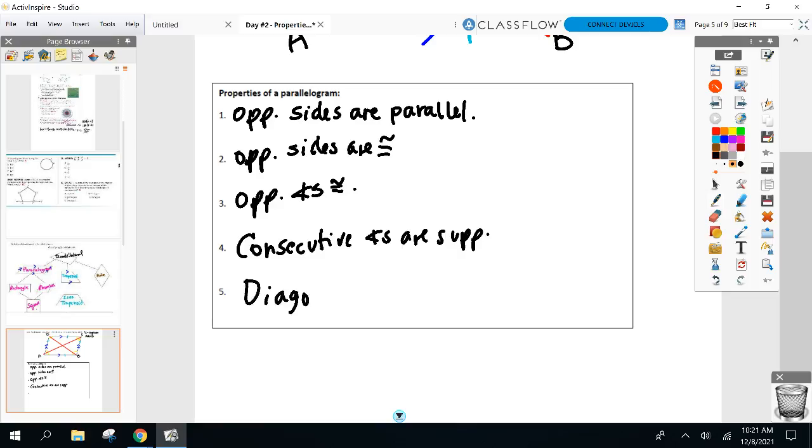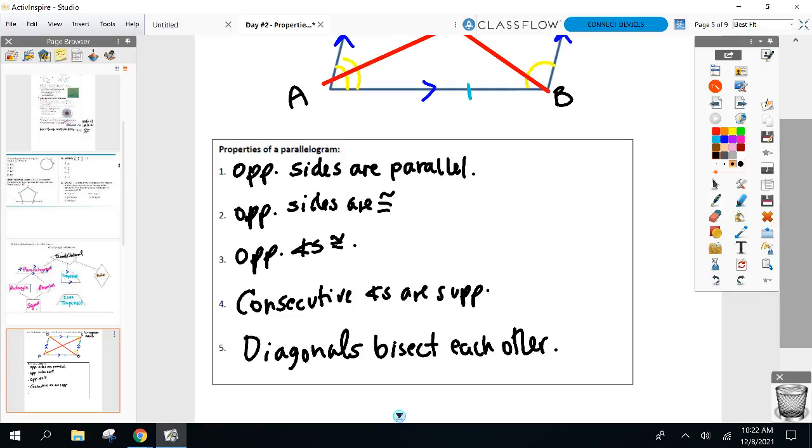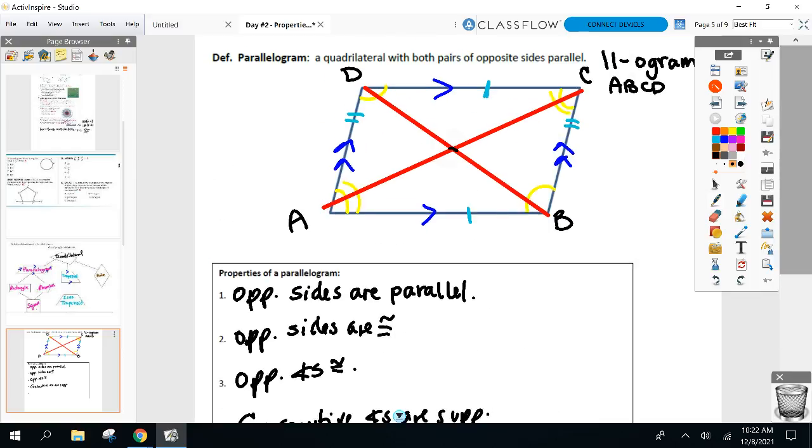Diagonals bisect each other. There's your 5th and final property. Diagonals bisect each other. All right, let's see if we're on here. So I'm going to call this intersection point E. What can you tell me now? If the diagonals bisect each other, what facts are now true up here?